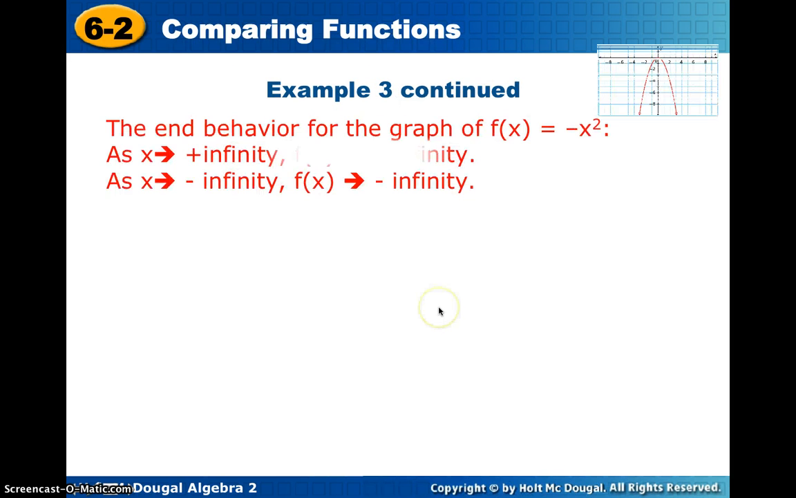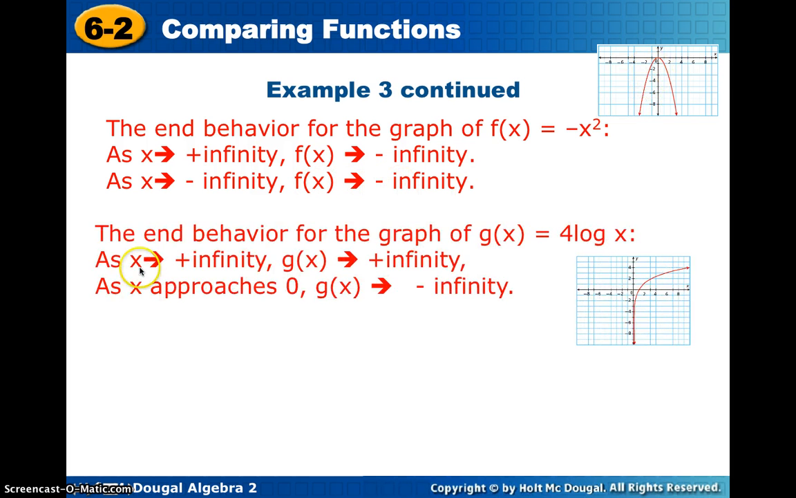Okay, so let's just formalize that. The end behavior for the first graph: as x approaches positive infinity, f of x approaches negative infinity. And as x approaches negative infinity, the function approaches negative infinity. For the second graph, as x approaches positive infinity, the function approaches positive infinity. And as x approaches 0, the function approaches negative infinity.